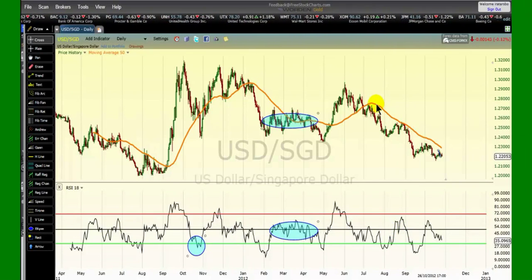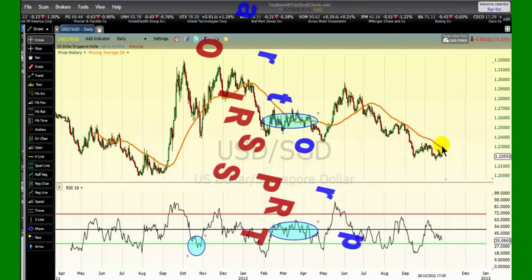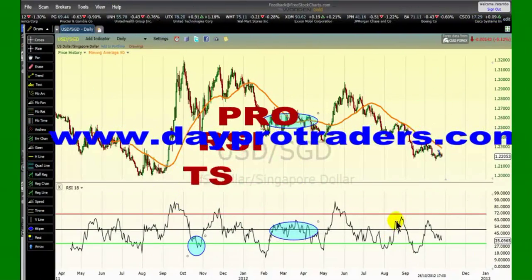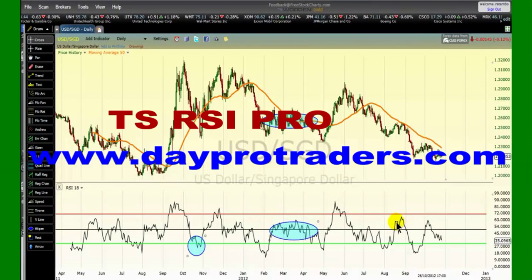This is a gorgeous signal because the price was below a declining bearish simple moving 50. And the RSI went above 50. All right, look at that. It's a gorgeous signal here.